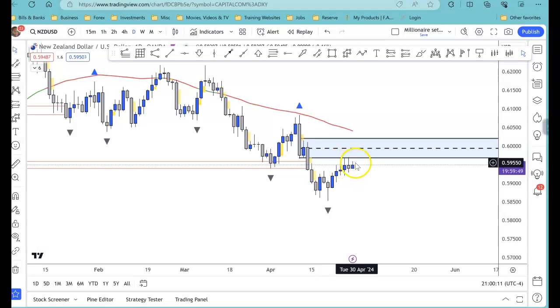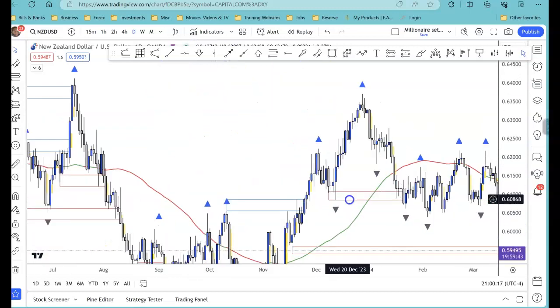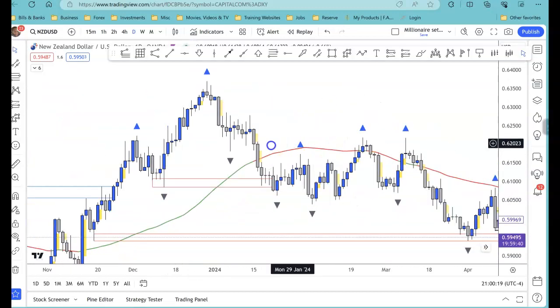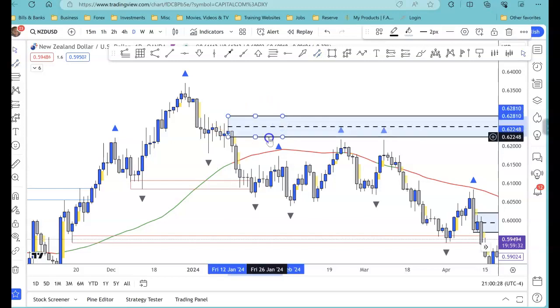Tip of the iceberg. It definitely needs to come in a little bit more. So let's see if I can. Okay, this is a good example. So right here, this is my supply zone on the daily time frame. Okay.